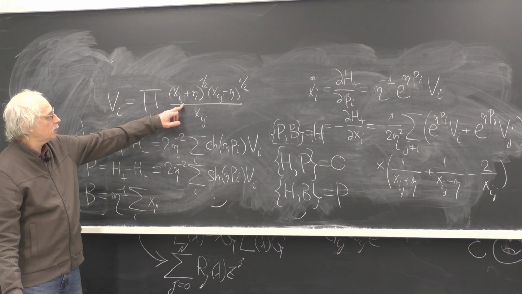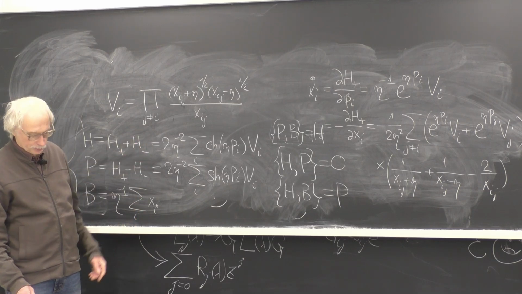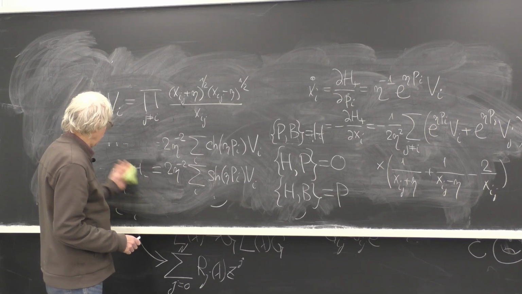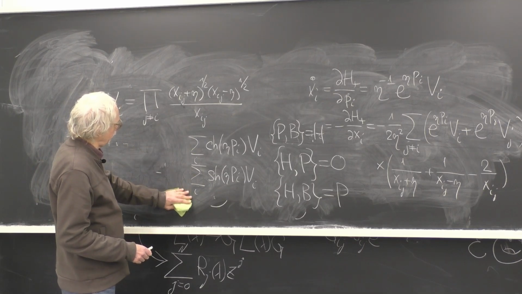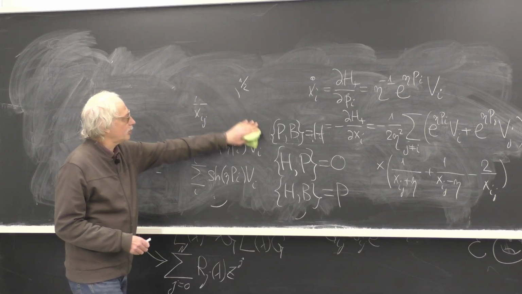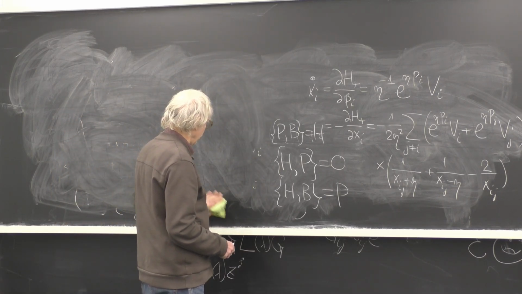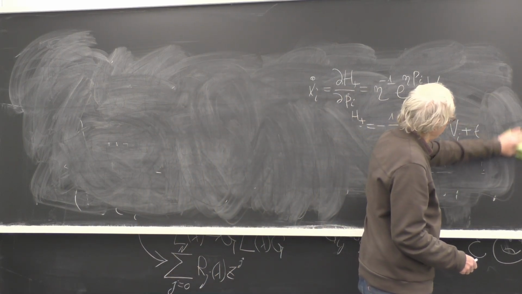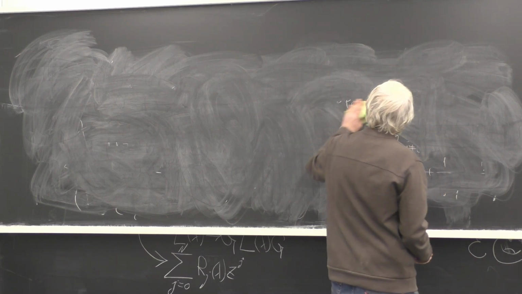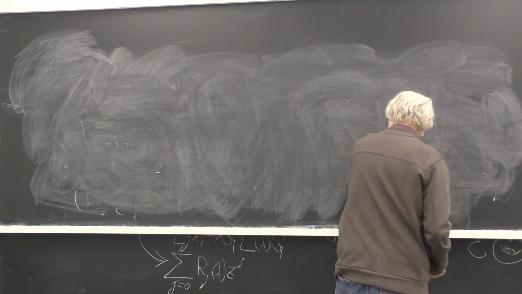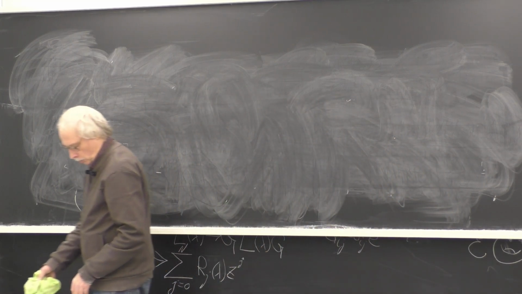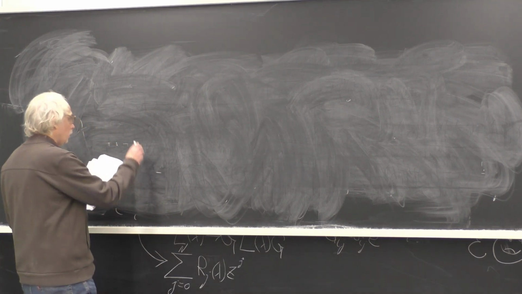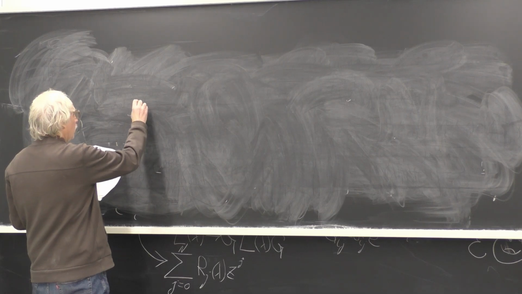Here you have square roots in the Hamiltonian. It's not always convenient to work with square roots, and there is a way to get rid of them, just making a gauge transformation. And the transformation, it's a canonical transformation.